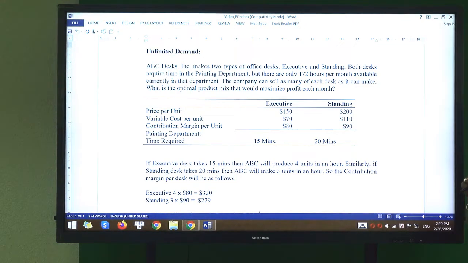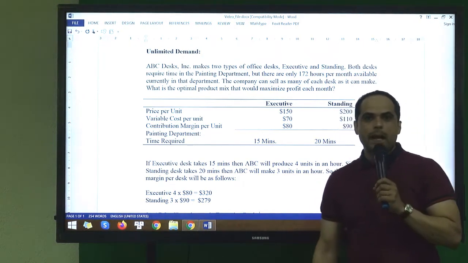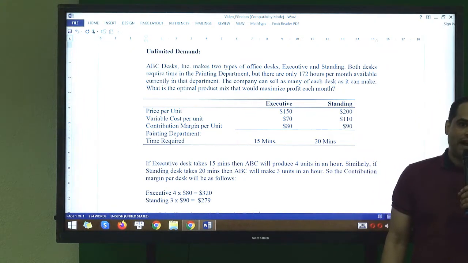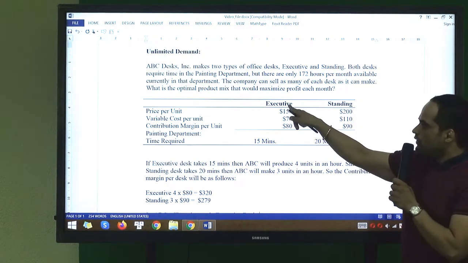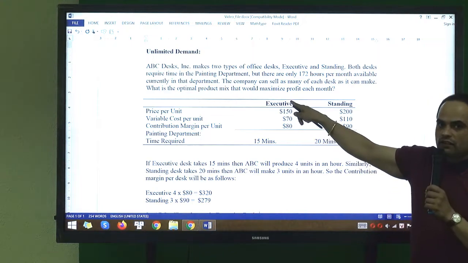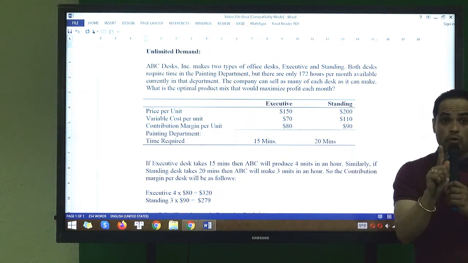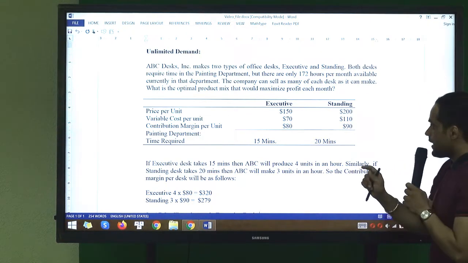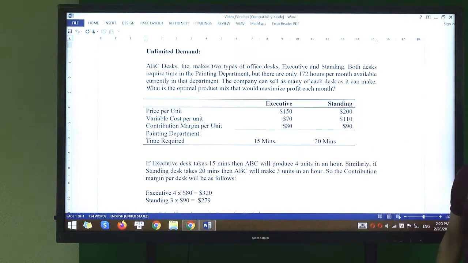But it doesn't mean that we will simply make a decision by looking at contribution margin. No, as I mentioned, we're going to make a decision by looking at contribution margin per limiting factor. So the limiting factor is 172 hours per month. Keep in your mind that if we produce executive products, it takes 15 minutes to make one product. If we make a standing desk, it takes 20 minutes.